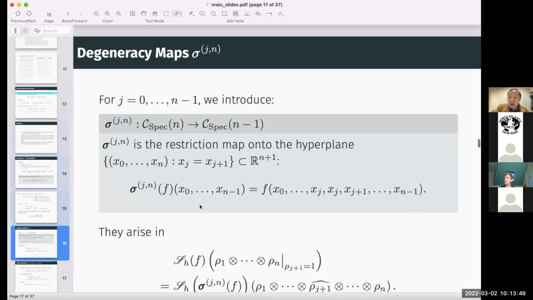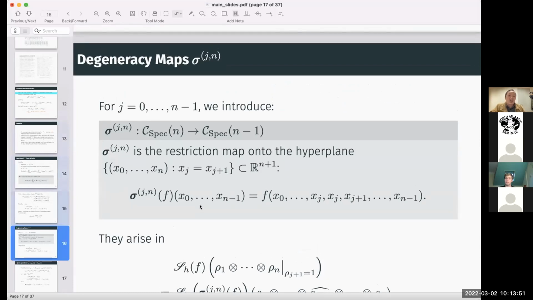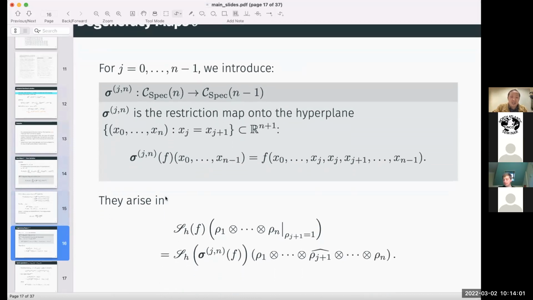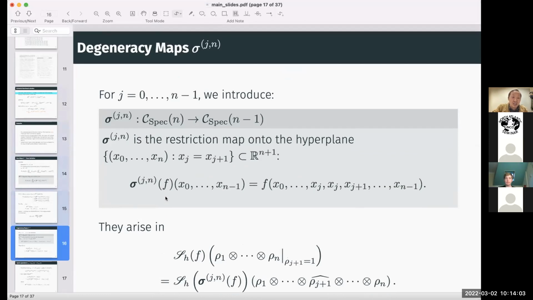So okay, I just explained how you do derivatives, right? And there is another scenario which is much easier than differentiation. I call this degeneracy maps.